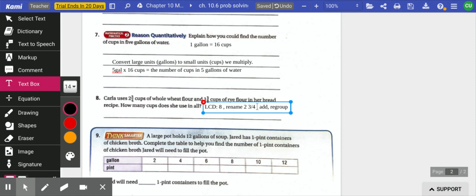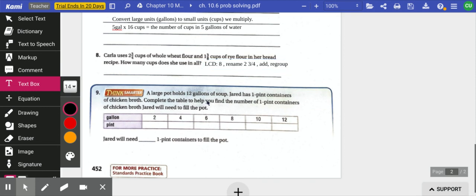Then you can add your 2 mixed numbers. You add the whole numbers, add the numerators, and the denominator stays as 8. You're going to get another improper fraction. So then you are going to have to regroup and make another mixed number and add it to the whole number. And that's how many cups they use in all.